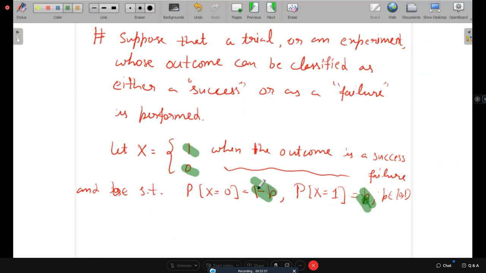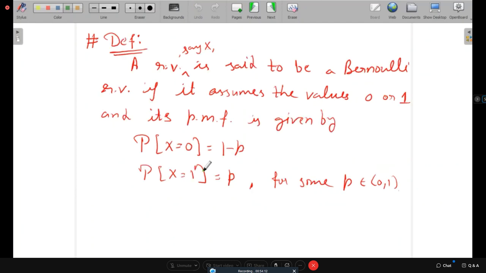Okay, right, so this denotes the PMF of a Bernoulli random variable, because X assumes either of the values 1 or 0 with probability p and 1 minus p respectively. This is the definition, a very clear-cut definition: a random variable X is said to be a Bernoulli random variable if it assumes the value 0 or 1, and its PMF is given by the following. Probability of X equals 0 is 1 minus p, and X equals 1 is p. So p denotes the probability of success.